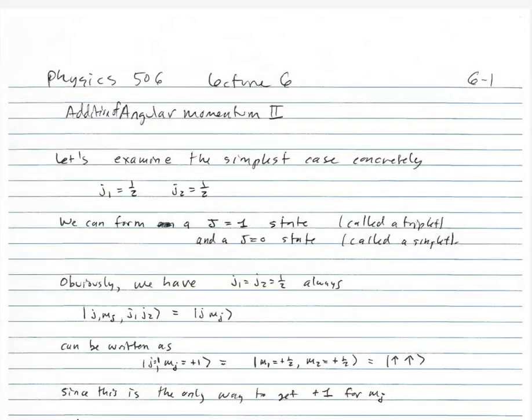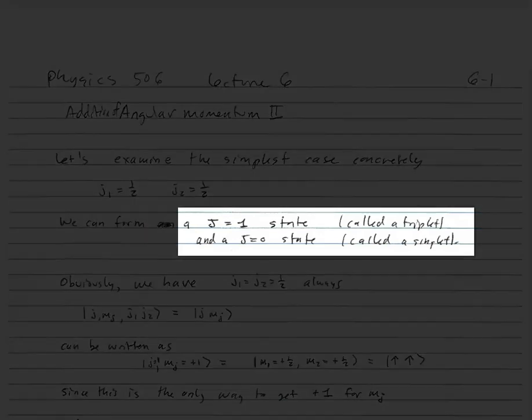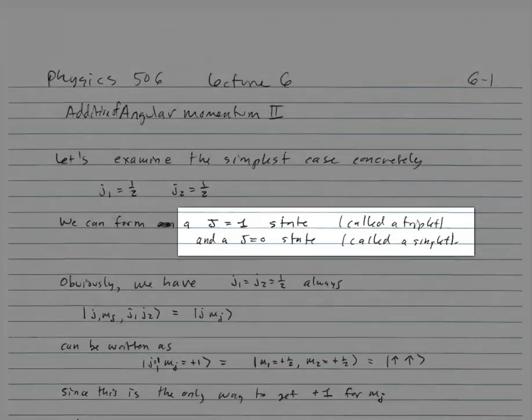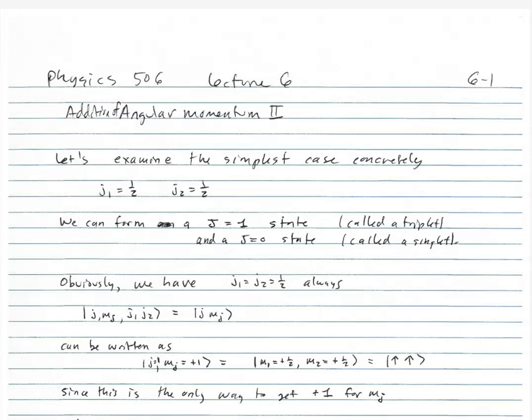Because the total angular momentum can go from J1 plus J2 down to the absolute value of J1 minus J2, you see the two possible total angular momentum states are big J equals 1, we call that state a triplet, and big J equals 0, we call that state a singlet. Those names come from the fact that when J equals 1, there are 2 times 1 plus 1, which is 3 possible states, and when J is equal to 0, there's 2 times 0 plus 1, which is 1 possible state. Of course, the J equals a half has 2 states.